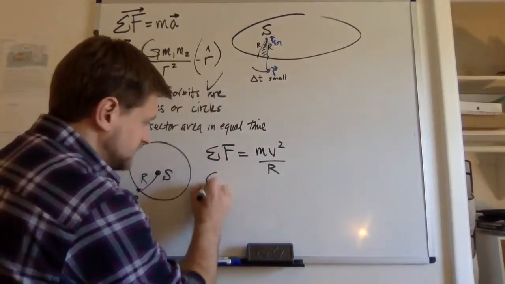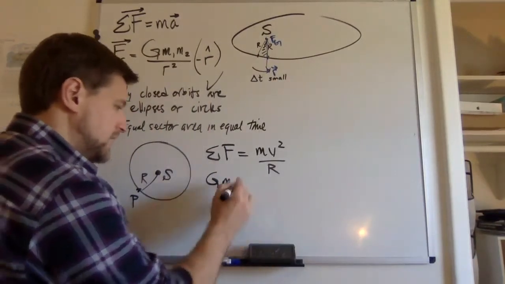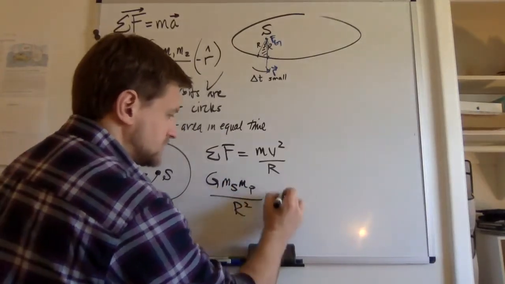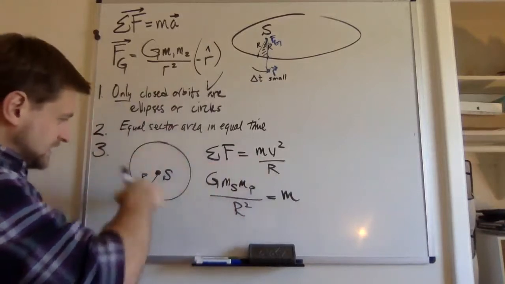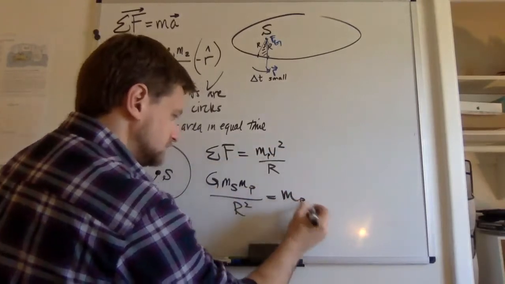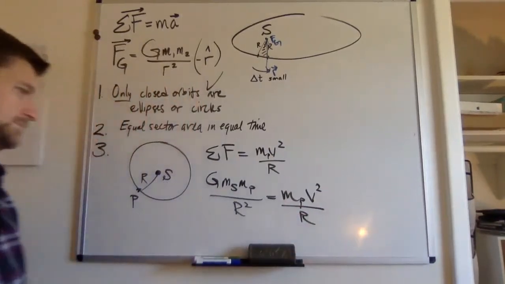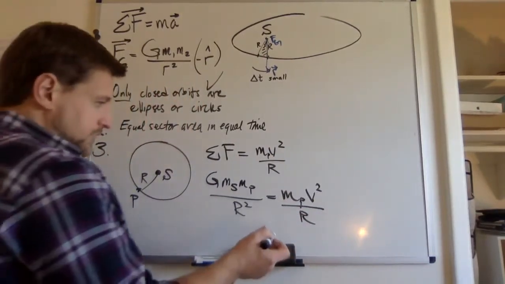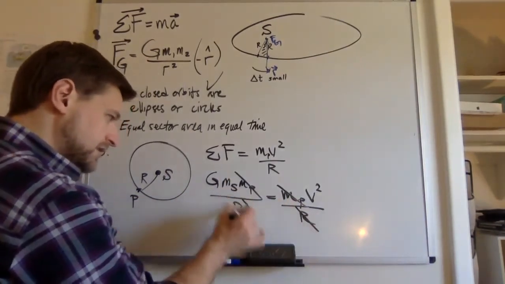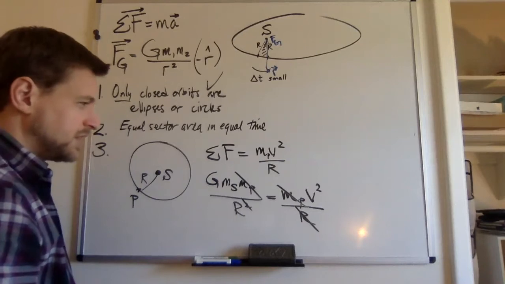So I guess we'll put it here, G m sun m planet over r squared equals m, now this m is the mass that is in circular motion, and it's m_p v squared over r. So we've got the mass of the planet on both sides. We've got a radius in the denominator on both sides. And wait, I thought we wanted to talk about the period.